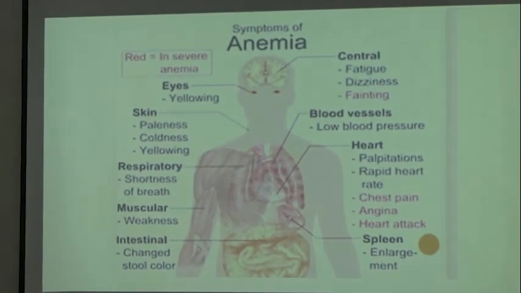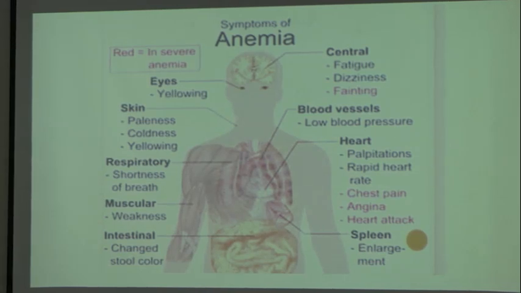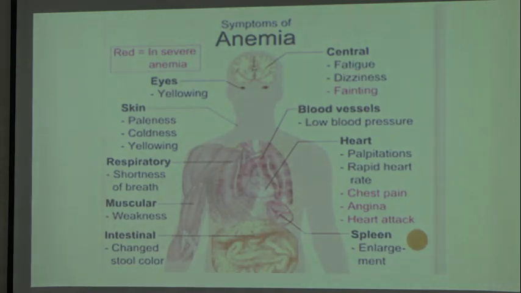The eyes will be yellowing, pale, and the skin will be pale and cold. In respiration there will be shortness of breath, and muscles will become weak. The stool color will change, and there will be central fatigue, dizziness, and in extreme cases fainting. In the blood vessels, there will be low blood pressure and heart palpitation. These I already talked to you about, and there will be splenomegaly also.